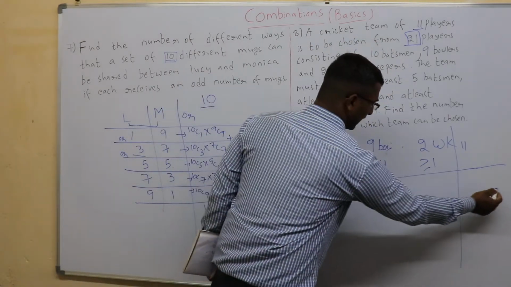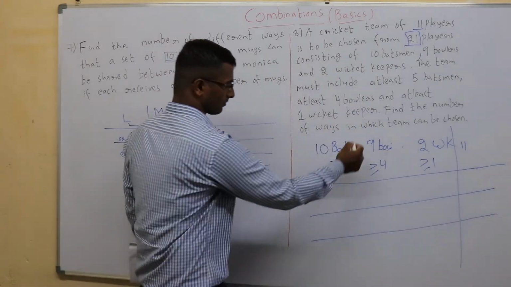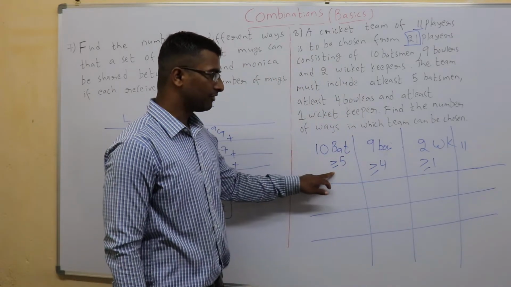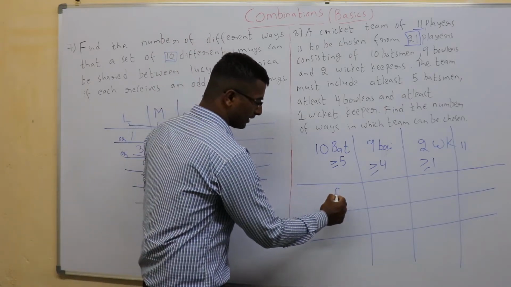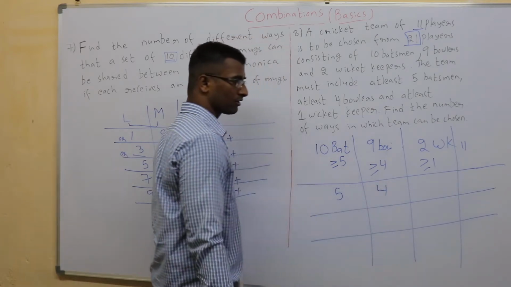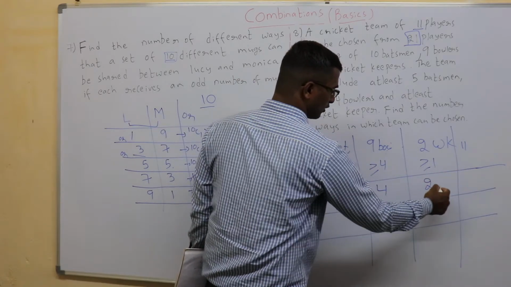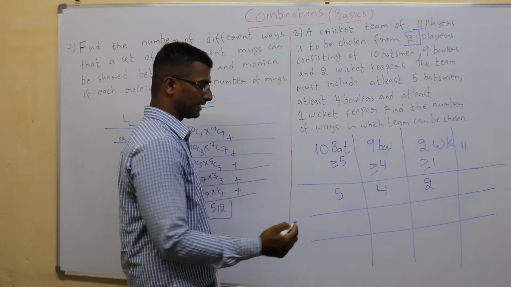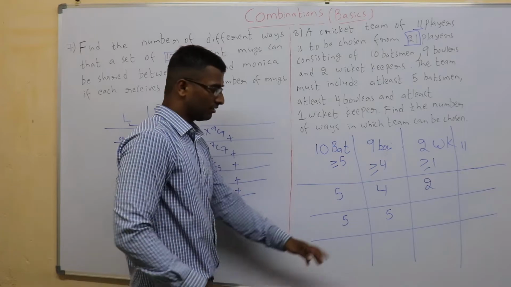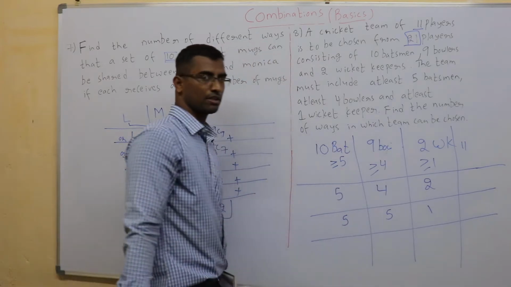So now, first you need to write how many possible ways I could get. I need 5. Let me start with 5 over here. What number shall I take for bowlers? Let us say I started with 4. 5 plus 4 is 9. Total should be 11, which means I need to select 2 wicket keepers. Next, if this 5 is as it is, I increase this number to 5. 5 and 5 is 10, I need 11, so one more, that one person will be the wicket keeper.